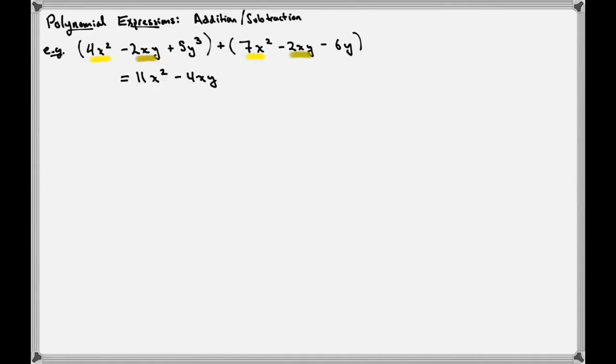Then I look for remaining terms here, 5y cubed and then 6y here. These two are not like terms. They have different exponents, so I can't combine them. I just have to keep both of them, 5y cubed minus 6y.